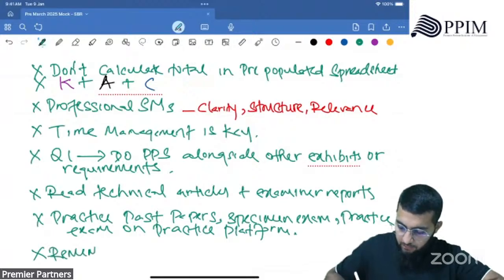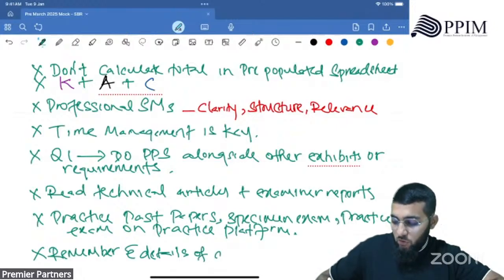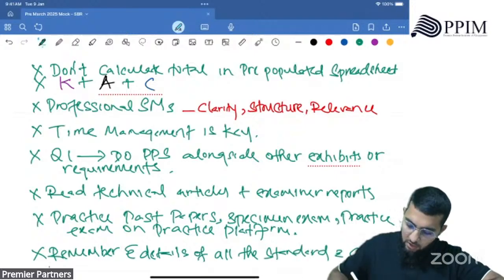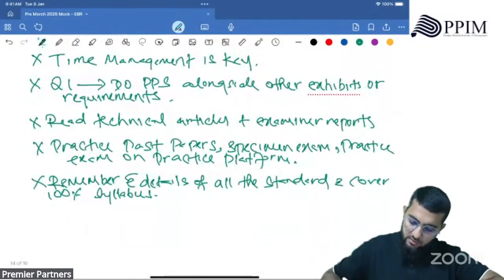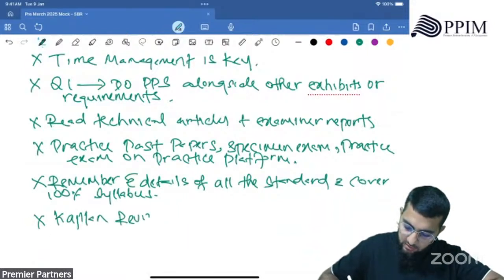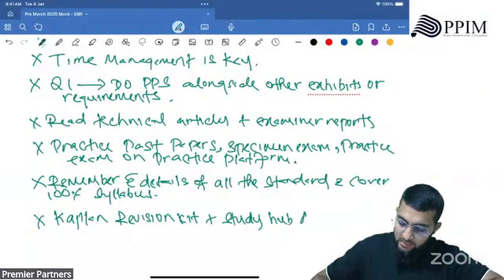Remember the details of all the standards and cover 100% of the syllabus. If time permits, use the Kaplan revision kit plus the study hub of ACCA practice questions.